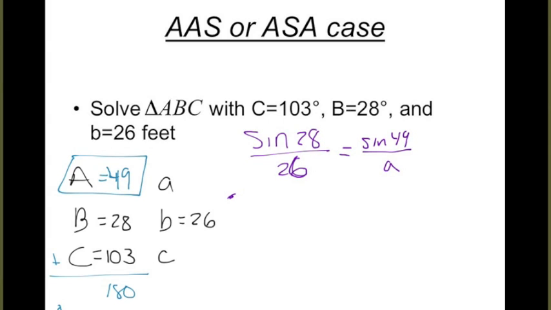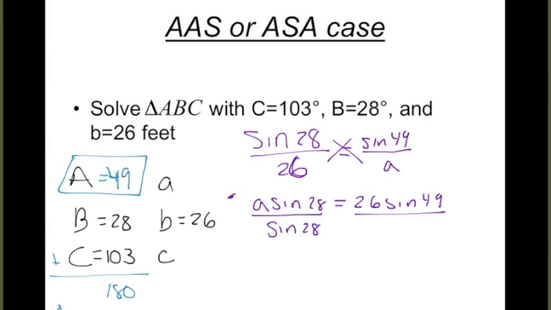How did we solve a proportion? Cross multiply. So we multiply on the diagonals, and that gives a sine 28 equals 26 sine 49. Now we're trying to solve for a, so we need a to be all alone, and right now it is not all alone. It's with that sine of 28. So we are going to divide by sine of 28 to get a alone. So this is going to give us our answer for A.